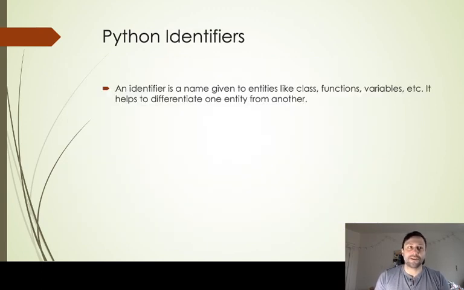An identifier is just a name that you give to classes, functions, and variables. It's what helps you differentiate one thing from another. We've already been using identifiers. The purpose of this is to show you some of the rules of identifiers, how to understand them, and how to name things, with different rules and conventions and so forth.